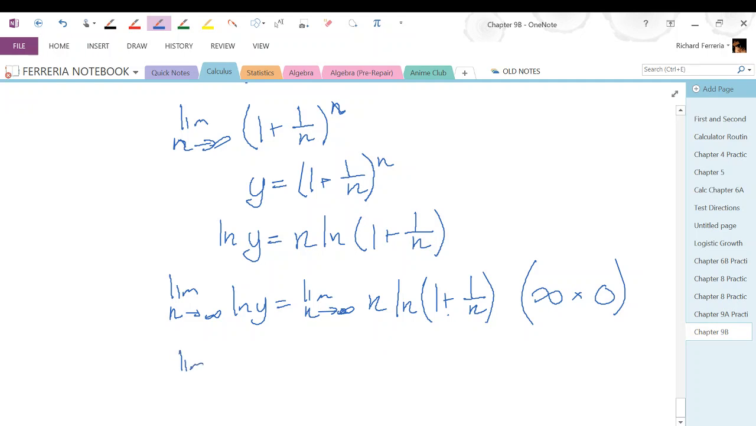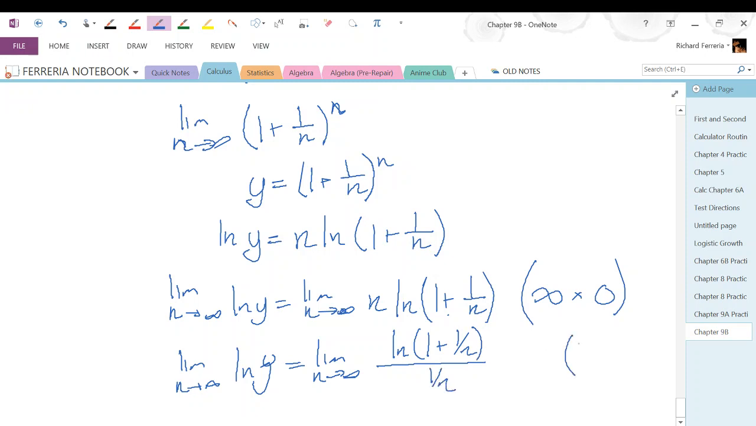So we'll do the limit as n approaches infinity of the natural log of y. That's equal to the limit as n approaches infinity. My numerator is going to be the natural log, my denominator is 1 over n. So now I have 0 on top of 0, and I can use L'Hopital's rule.